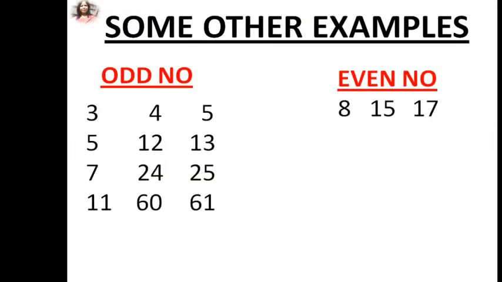Now here are some examples that form Pythagorean triplets: 3, 4, 5; 5, 12, 13; 7, 24, 25; 11, 60, 61. These all have an odd number, and one with even numbers also is shown, that is 8, 15 and 17. Right?